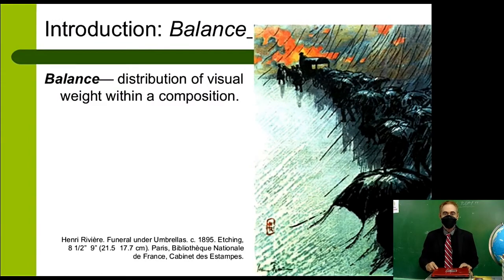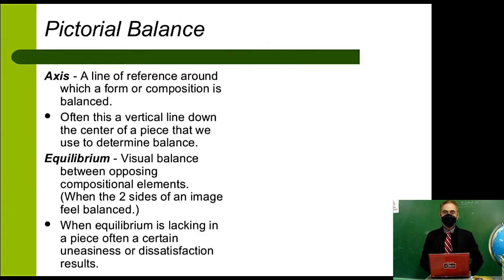We have here an introduction: balance is a distribution of visual weight within a composition. It can be in the form of arts or in the form of composition in architecture. The pictorial balance axis is a line of reference around which a form or composition is balanced. Often this is a vertical line down the center of a piece that we use to determine balance.